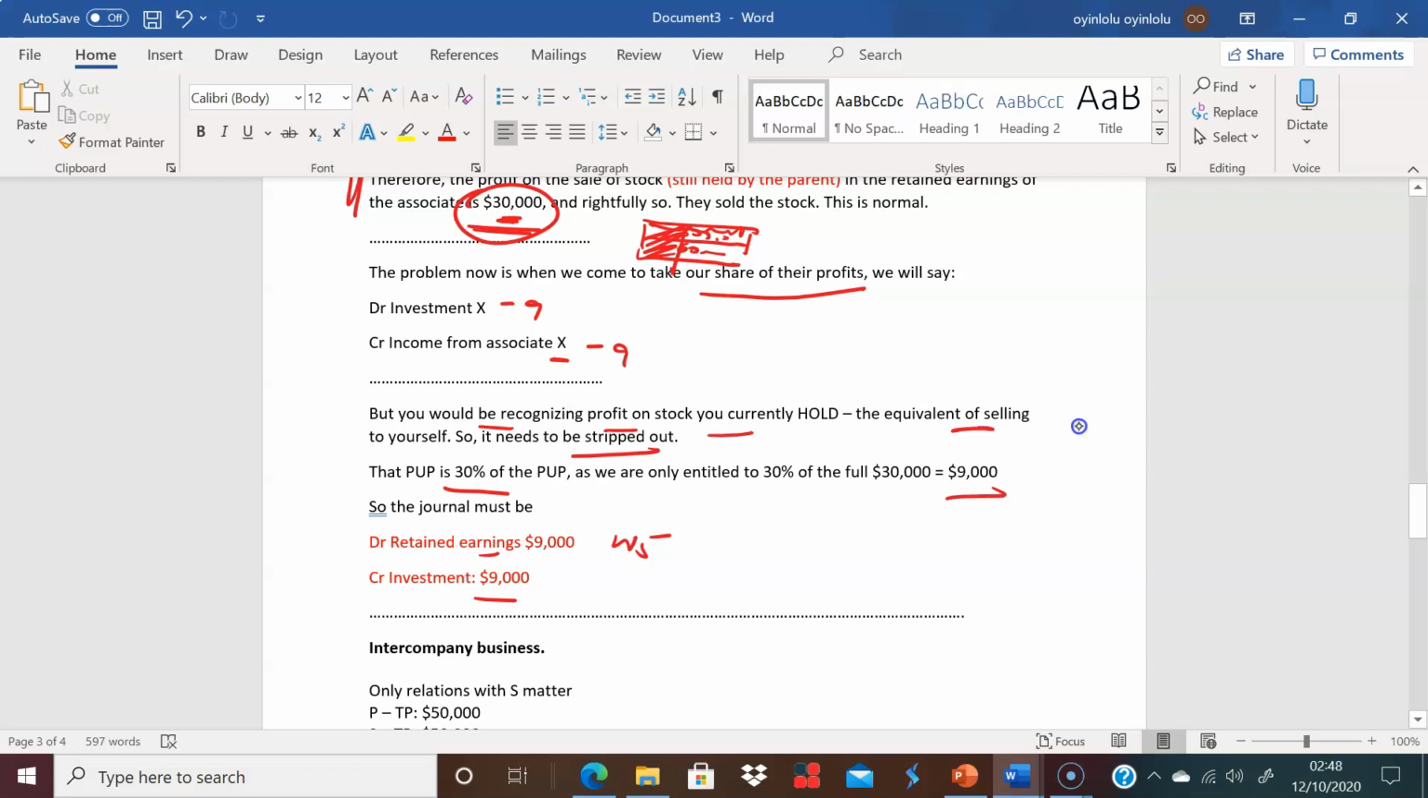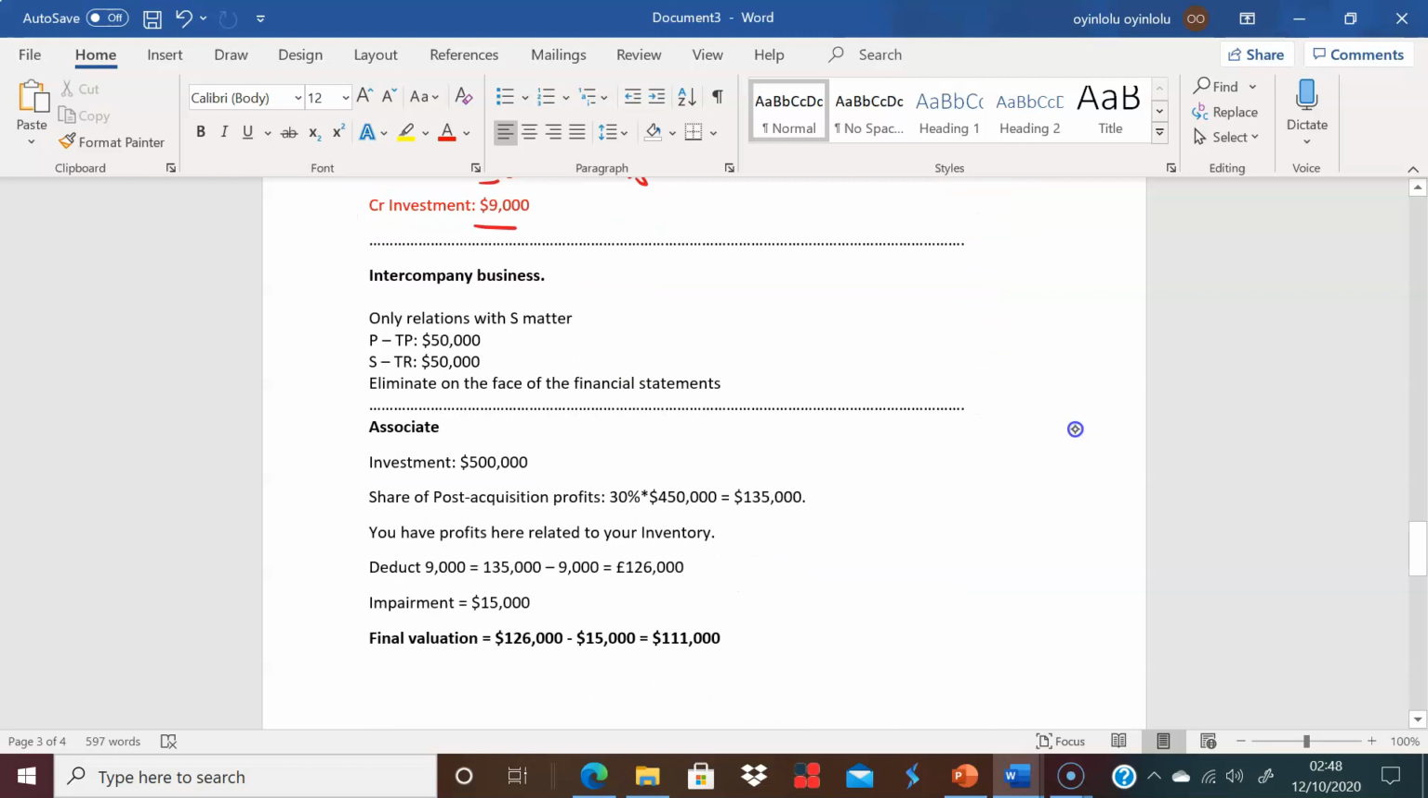So let's look at the full thing. As far as the associate's concerned, you have an investment worth 500,000. Of course, that's what you paid. Your share of the post-acquisition profits, of course, is 30% times 450,000, because that's what you acquired. The year is 600,000, and you acquired it 9/12 into the year. So therefore, we have profits of 450,000 to work with. 30% of that is 135,000.